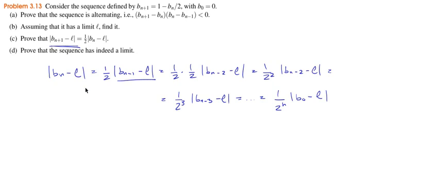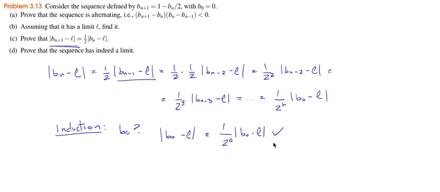Okay? And actually you can prove this using induction. So b sub n minus L, let us prove it by induction. Why not? Using induction. So, first of all, is this expression true for b sub 0? Well, let's try. b sub 0 minus L is 1 over 2 to the 0 times b sub 0 minus L, which is correct. Now assume it's true for b sub n. Now what happens with b sub n plus 1?